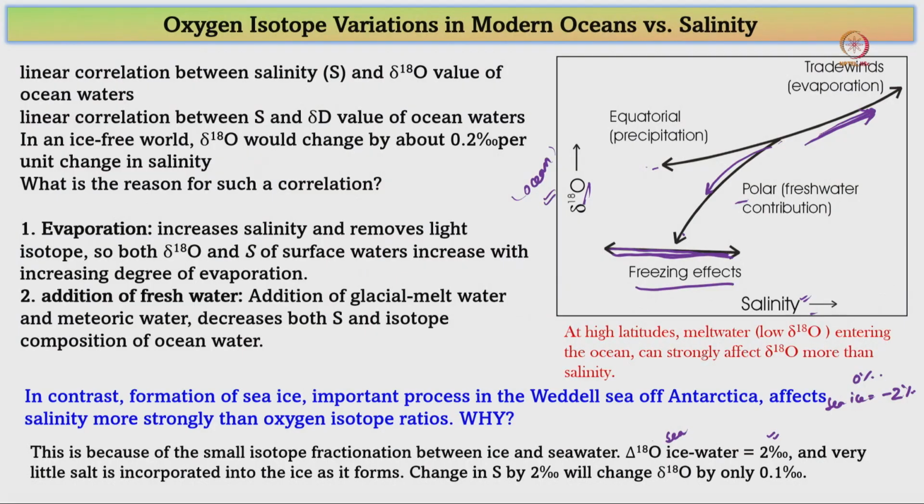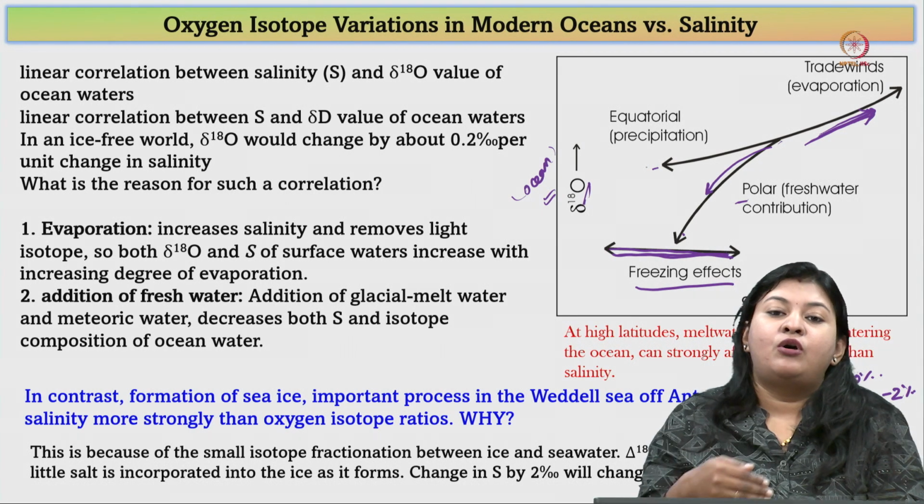So, in our previous lecture we were discussing how the oxygen isotopes will vary in the oceans with changes in evaporation, with changes with respect to precipitation, with changes with respect to addition of fresh water coming from ice melt water, and also due to the formation of sea ice.